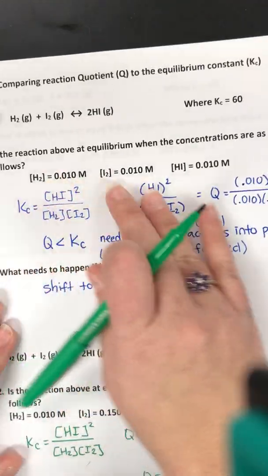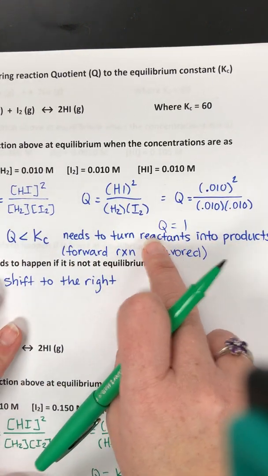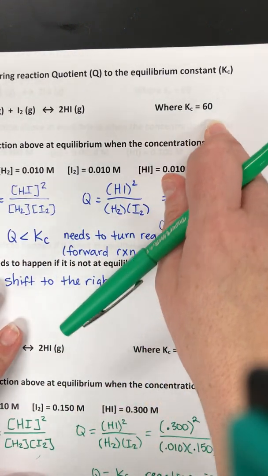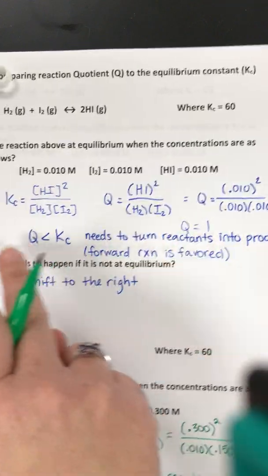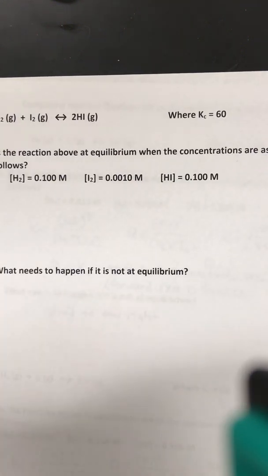These were not. Even though the concentrations themselves were equal, when I plugged them into the equilibrium constant expression, the number it gave me was less than the equilibrium constant that was calculated, which means I needed to shift to the right. Okay, let's try the same reaction again, see what happens.